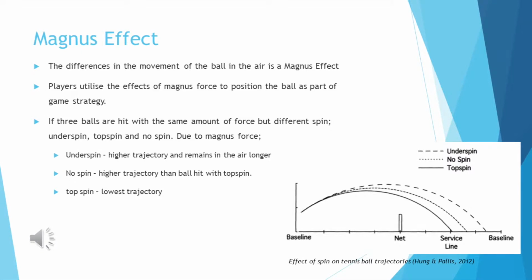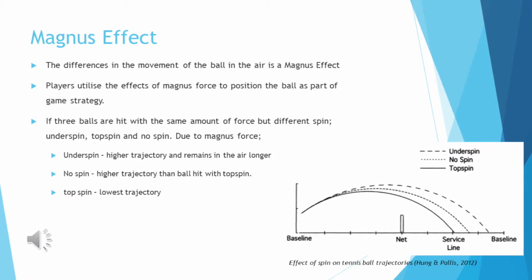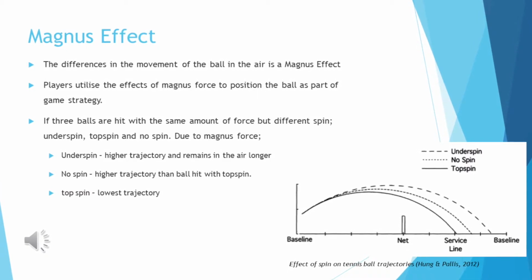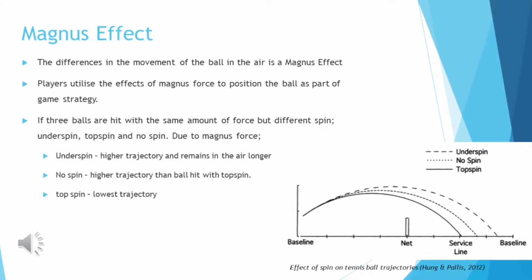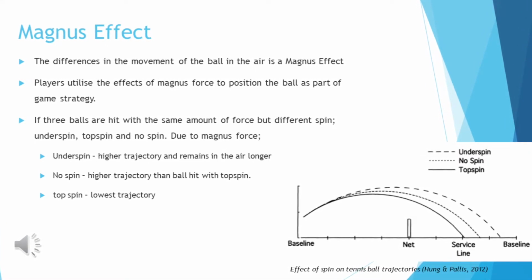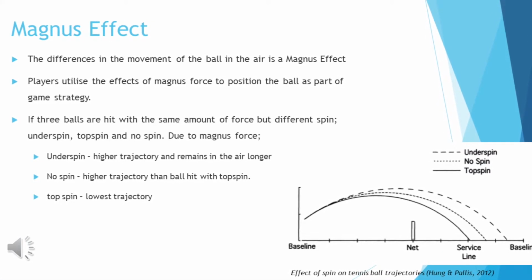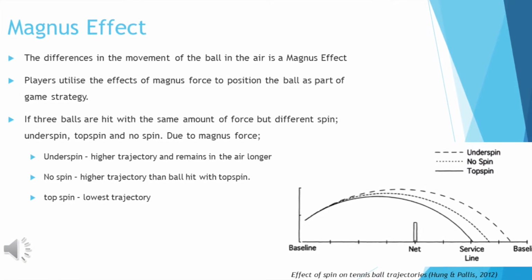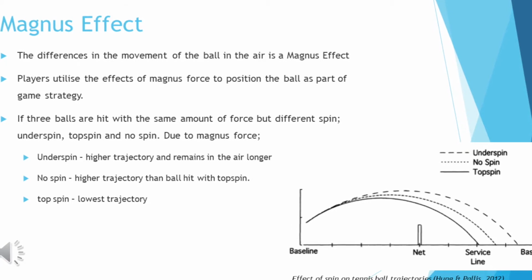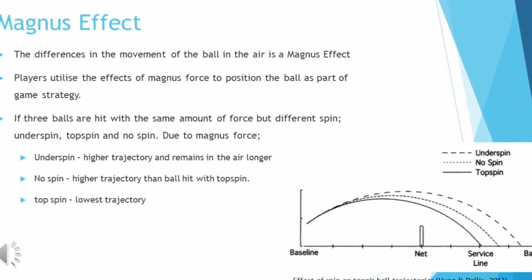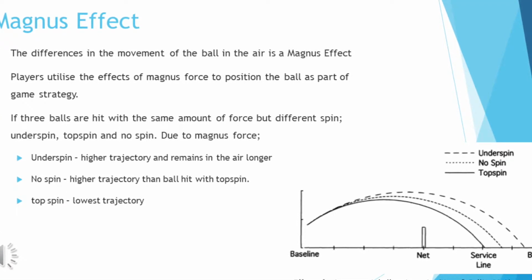The Magnus effect plays a major role in tennis as it influences the movement of the ball in the air. Players utilise the effect of Magnus force to position the ball as part of game strategy. If 3 balls are hit with the same amount of force but different spin, underspin, topspin and no spin, due to Magnus force, as you can see in the diagram on the right, underspin has the highest trajectory and remains in the air longer. A ball with no spin has a higher trajectory than that of a ball hit with topspin, and topspin has the lowest trajectory.